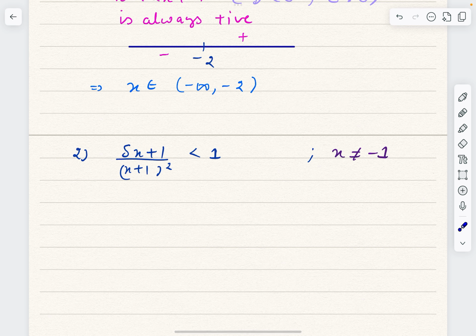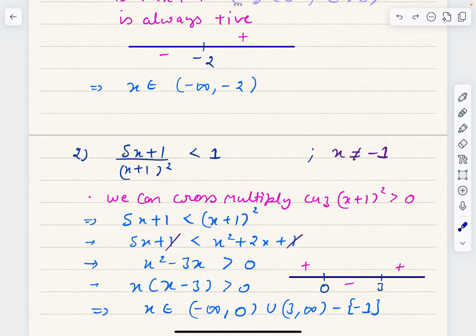5x plus 1 over x plus 1 squared less than 1. Pause and give it a try. Let's start discussion now. See, first of all, if x plus 1 is in the denominator, so x can never be minus 1. Otherwise, denominator will be 0, which is not allowed. So keep this thing in mind that the final answer should not have minus 1.